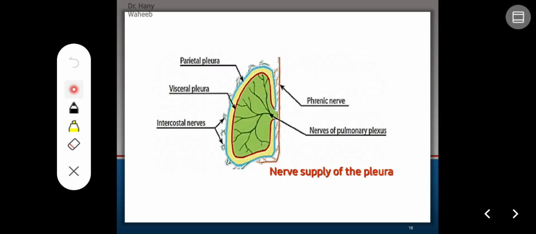Here is the nerve supply of the pleura. The costal pleura and the peripheral parts of diaphragmatic pleurae are supplied by intercostal nerves, while the mediastinal pleura and the central part of diaphragmatic pleura are supplied by the phrenic nerve. Both phrenic and intercostal nerves are those of the thoracic wall, they are somatic nerves, while the visceral pleura adherent to the lung is innervated by autonomic nerves from the anterior and the posterior pulmonary plexuses like the lung.